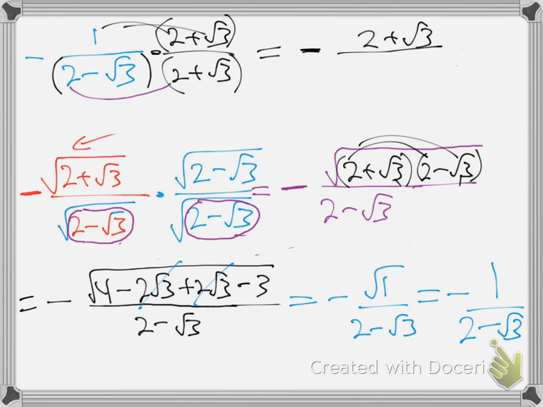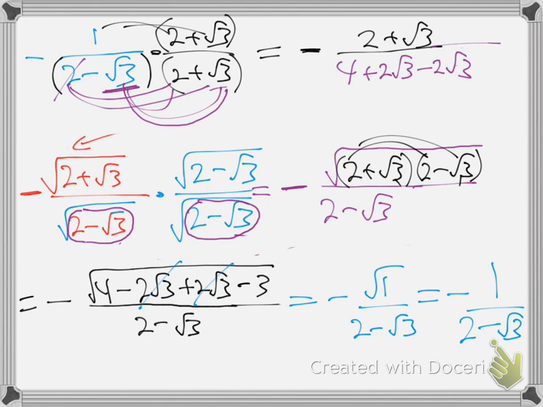2 times 2, 4. 2 times root 3? Yeah, outsider stays outside, insider stays inside. No crossing the line, right? That one's done. Boom, boom. Minus 2 root 3. And what is minus root 3 times plus? Plus times minus is minus. Root 3, root 3? Plain 3. Everybody good with that? Root 3, 2 in, 1 out.